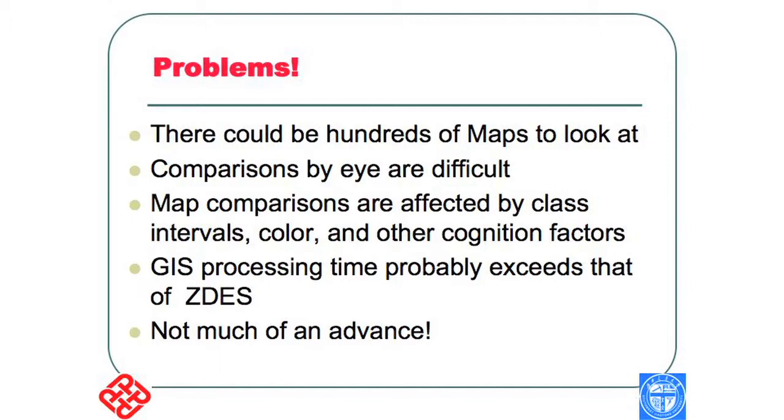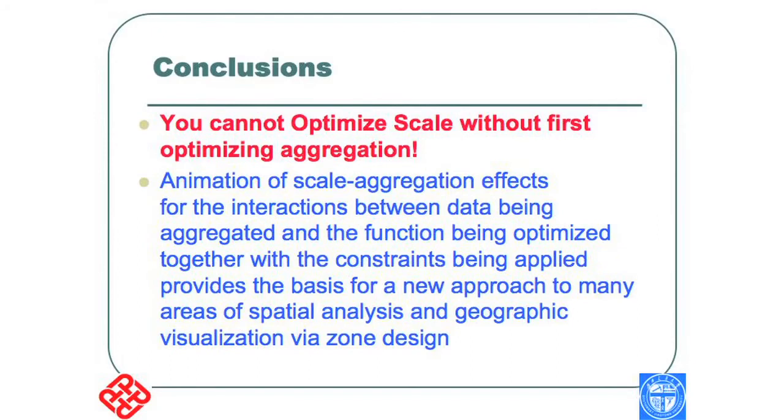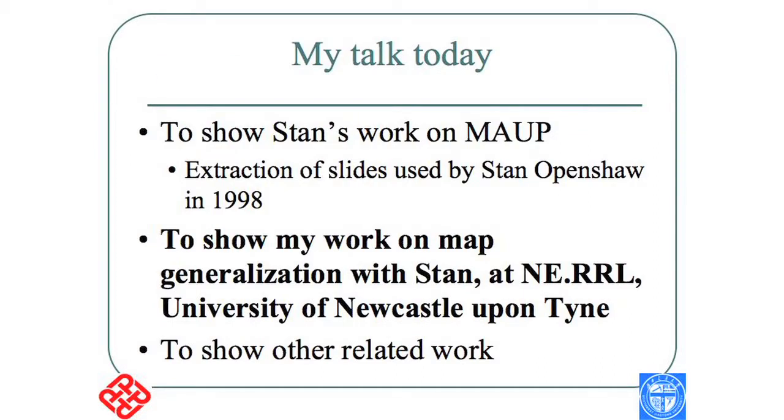Because you have hundreds of maps, he suggests we use animation. So this is visualization. He said you cannot optimize scale without first optimizing the aggregation, and you use an interactive process. We can do the optimization. Okay, this is the first part. I extracted a few slides from Stan's presentation.